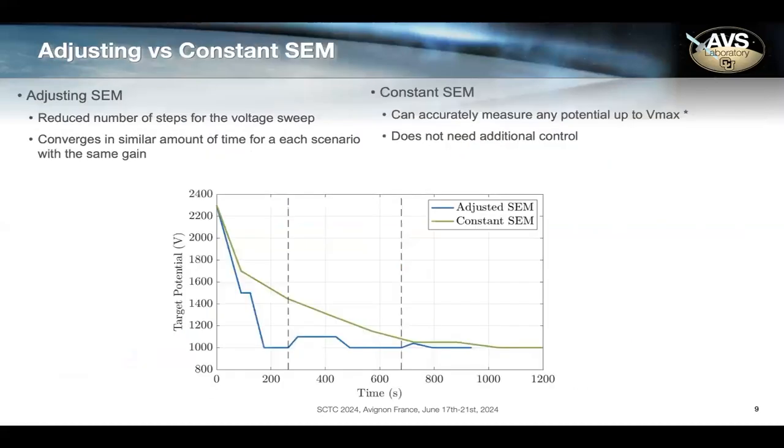And then next, if we compare the behavior of the adjusting versus the constant sweeps with the adjusting secondary electron method, you can see that the number of steps for each measurement is kept around 10. This ensures that the time for each measurement is relatively consistent and relatively fast. This also means that the control will converge in a similar amount of time for each scenario.